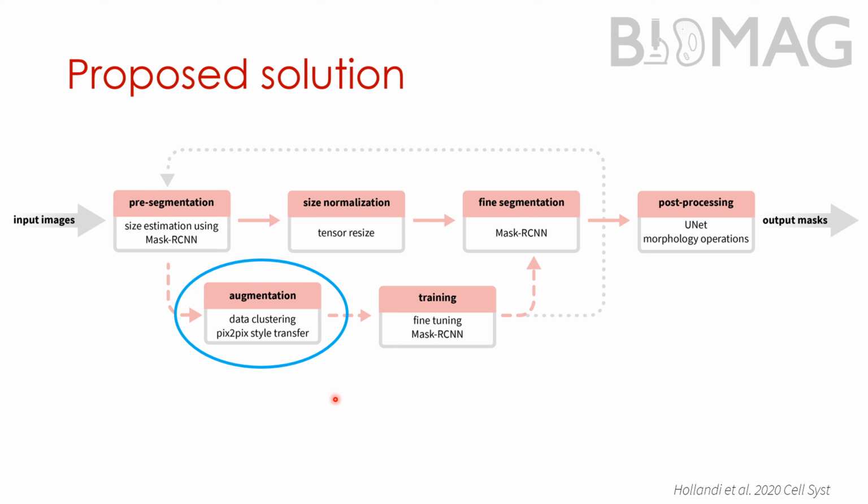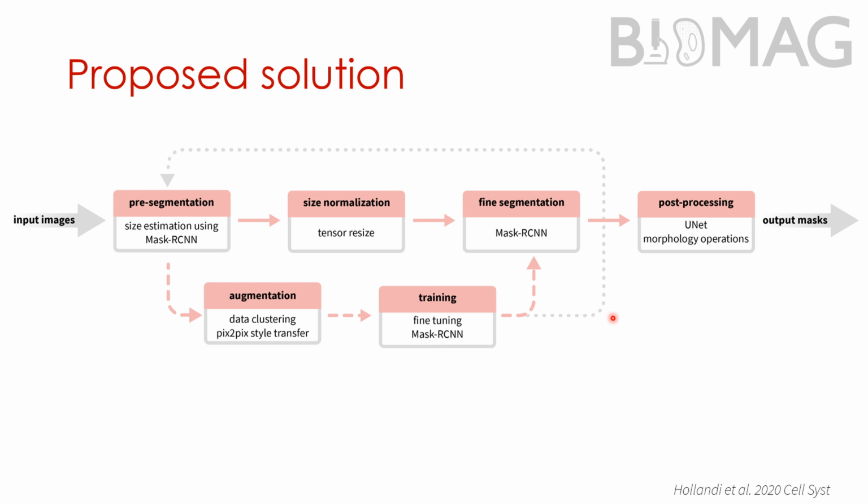Of course, we also use conventional augmentation techniques like flipping, rotation, resizing, cropping, and so on to further boost the training set. Then we train a Mask R-CNN network for segmentation, and then we can use it to actually segment the input images, for which we use the size information retrieved from the pre-segmentation step.